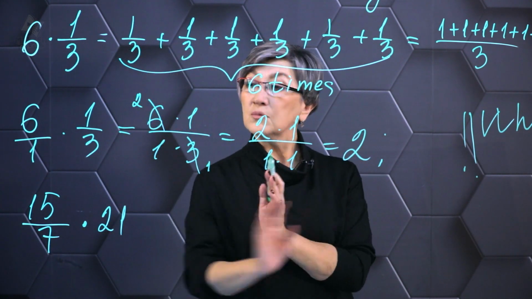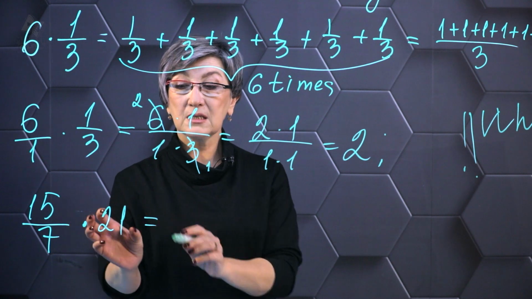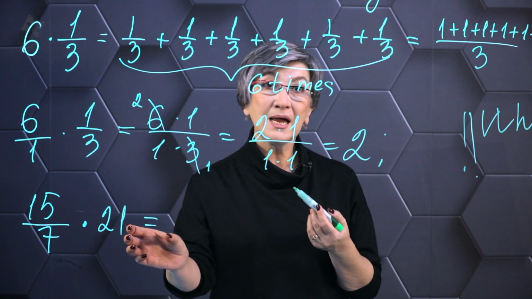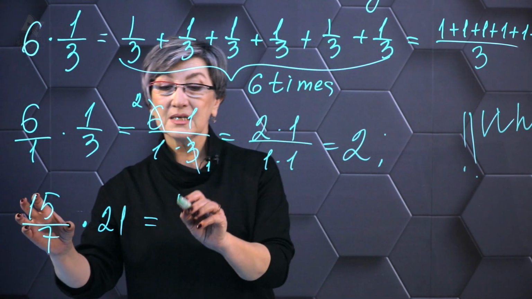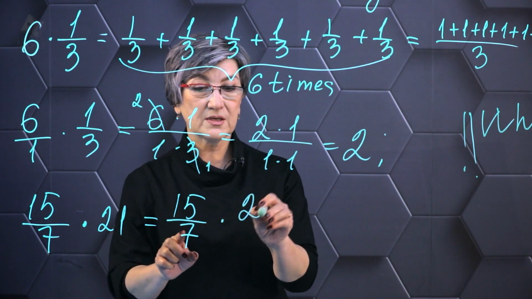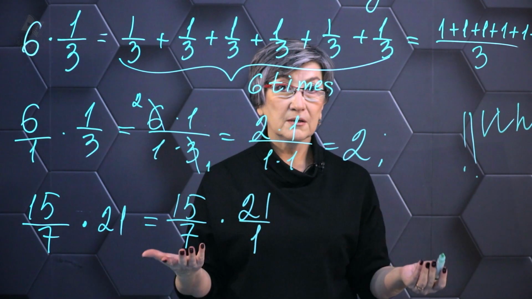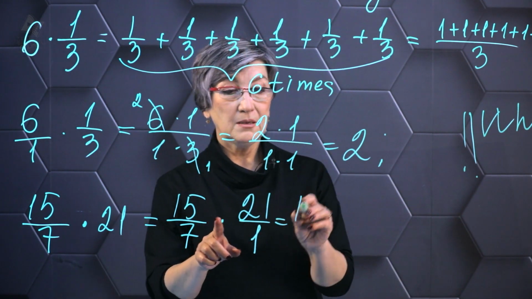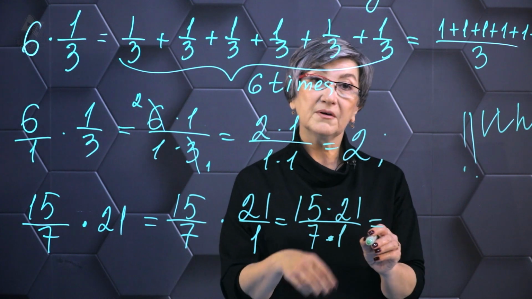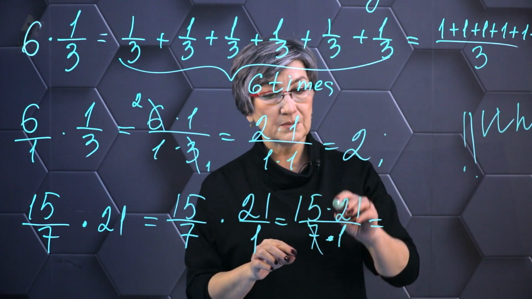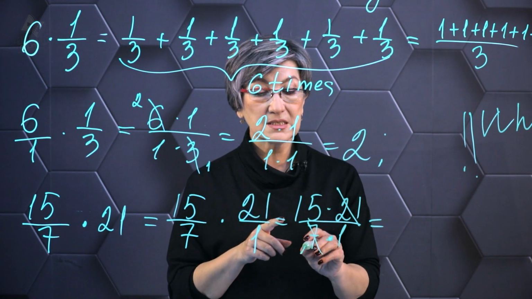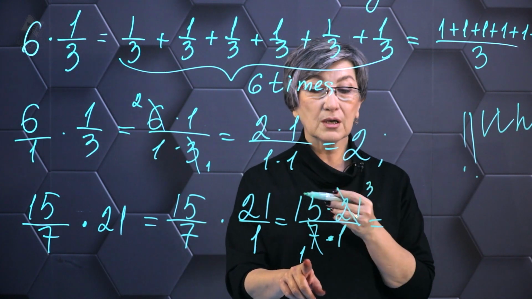So we've swapped the multipliers and the whole number is the second multiplier. But that doesn't change the result. 15 sevenths, that's what I had, a fraction. 21, how do I write it down? I'll write down 21/1, and I've solved the whole problem. Now 15 I multiply by 21 and 7 I multiply by 1. Reduce as much as possible. I see that I have 7 and 21, reduced by 7. 7 divided by 7 is 1, and 21 divided by 7 is 3.